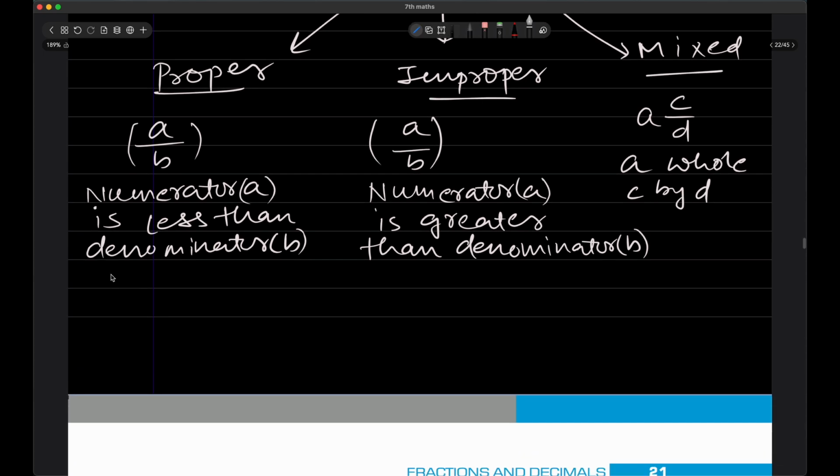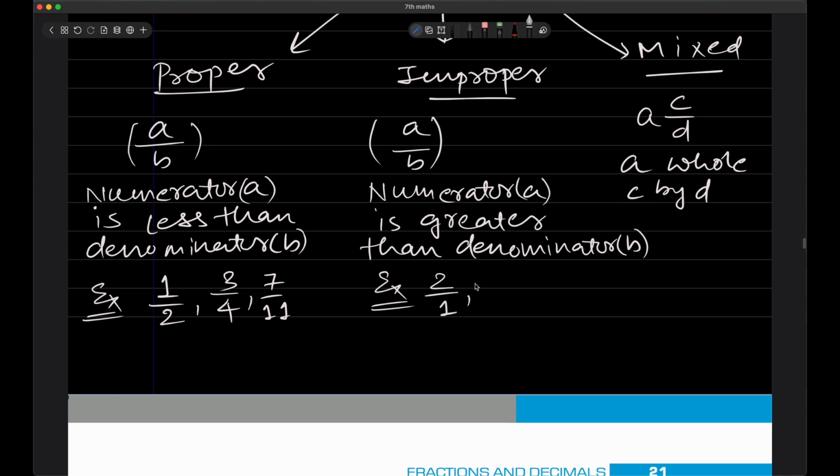Let us take the example of all three types. Where numerator is less than denominator, that is 1 by 2, 3 by 4, 7 by 11. Improper fractions are of the type 2 by 1, 3 by 2, 9 by 5, and mixed fractions are of the form 2 whole 3 by 5, 3 whole 1 by 2, and so on.